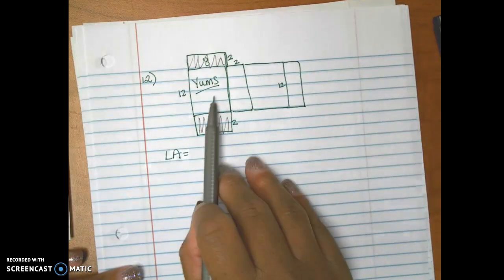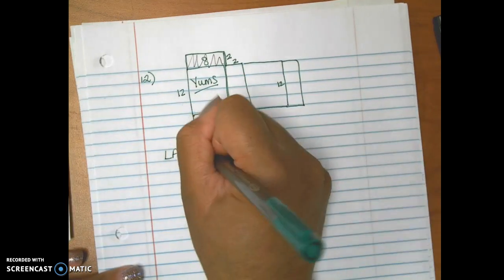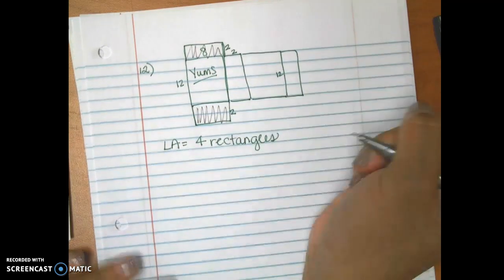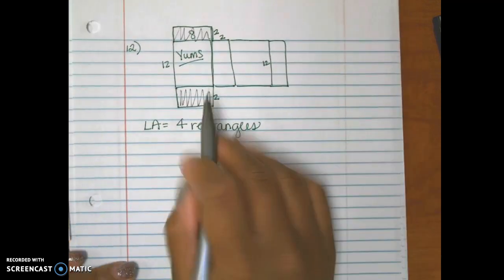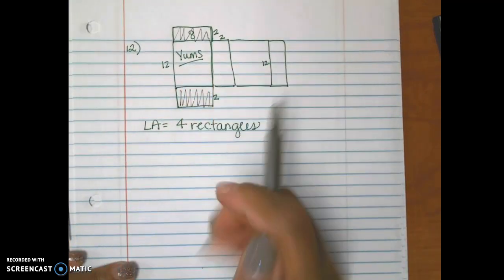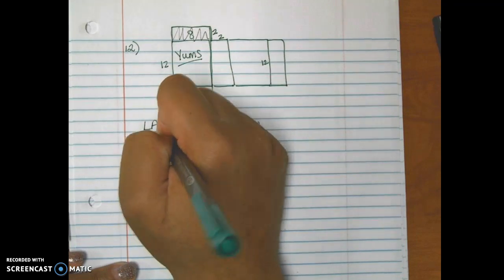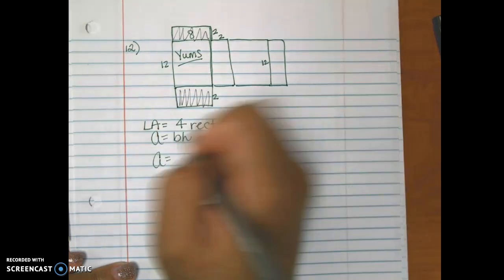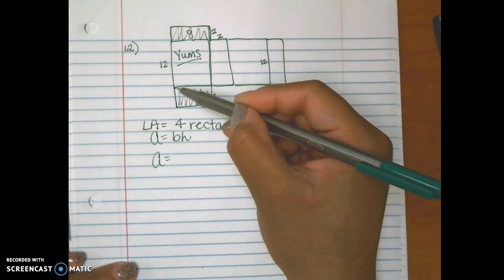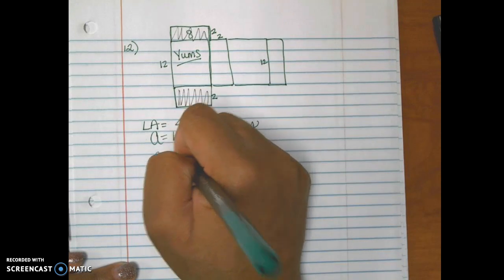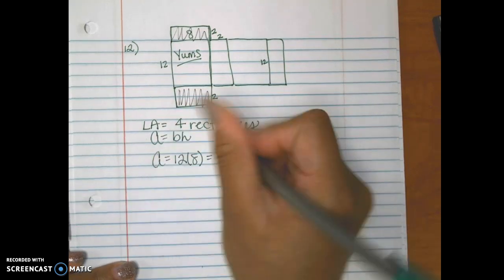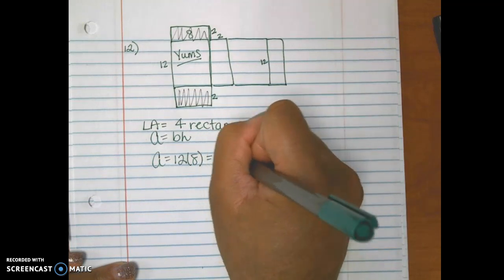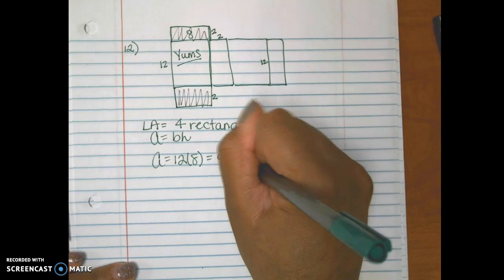So my lateral area is 1, 2, 3, 4 rectangles. Are all of those rectangles the same? No, I have 2 fat ones and 2 skinny ones. I need to know the area of a rectangle, which is base times height. One rectangle is a 12 by 8. 12 times 8, 96 inches squared.